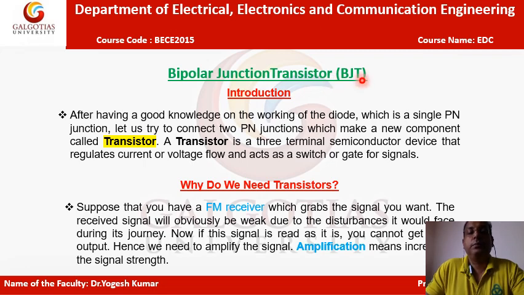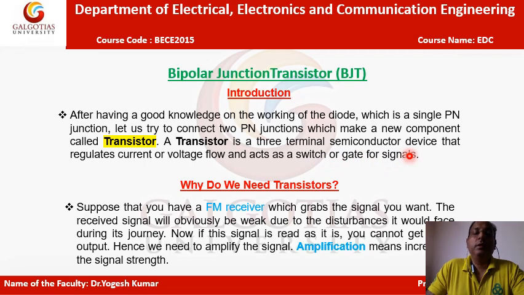Let's have the introduction. After having a good knowledge of the working of the diode, which is the single PN junction, let's try to connect two PN junction diodes, which makes a new component called a transistor. The transistor is a three-terminal semiconductor device that regulates current or voltage flow and acts as a switch or gate for the signals.